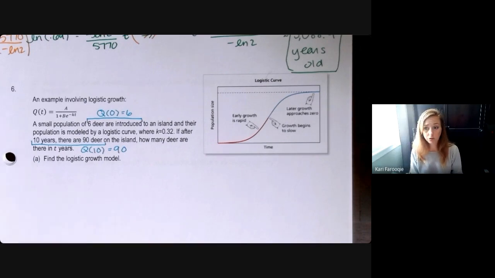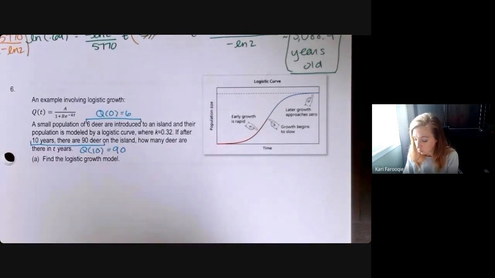and B. You know something about K, so you're going to have to set up 2 different functions here and then see if you can figure out what you need to do with it. Of course, I'll tell you, but you'd be thinking about this. Find the logistic growth model.